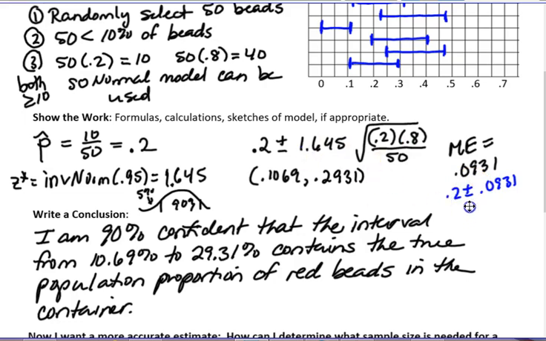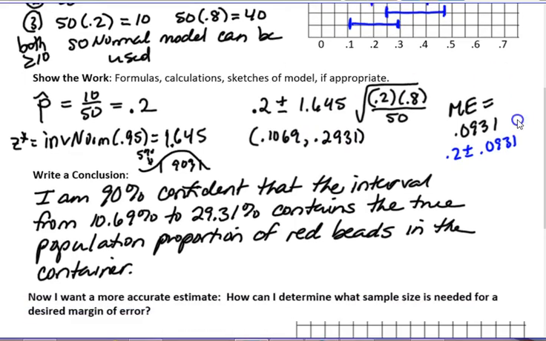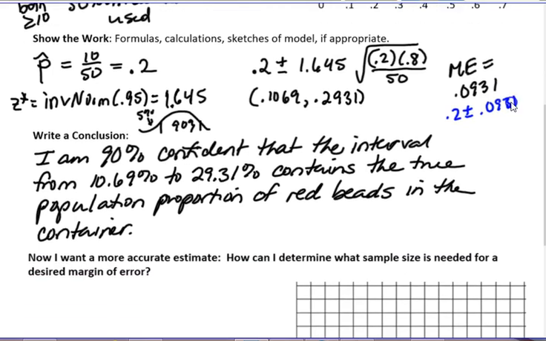So it's basically 0.2 plus or minus 0.0931, and that gives me this interval here. If I subtract the 0.0931 from 0.2, I get this number, the 0.1069, and then this is adding the margin of error to 0.2. 0.2 will always be the middle number of this interval, plus or minus, in this case, about 9.3%.